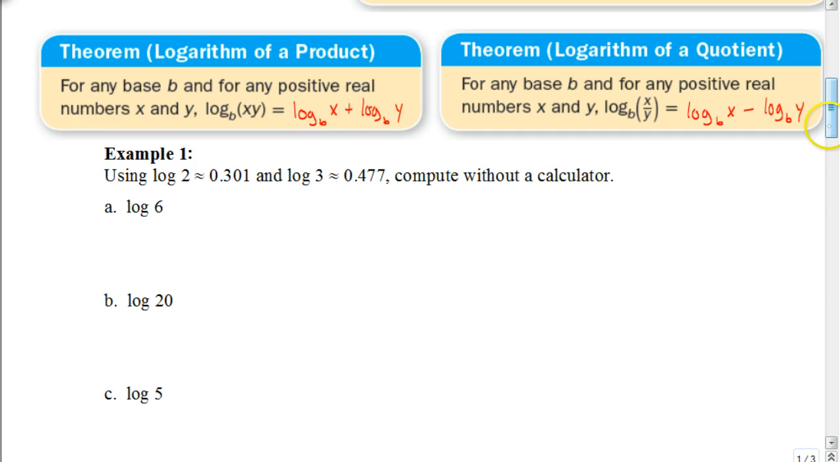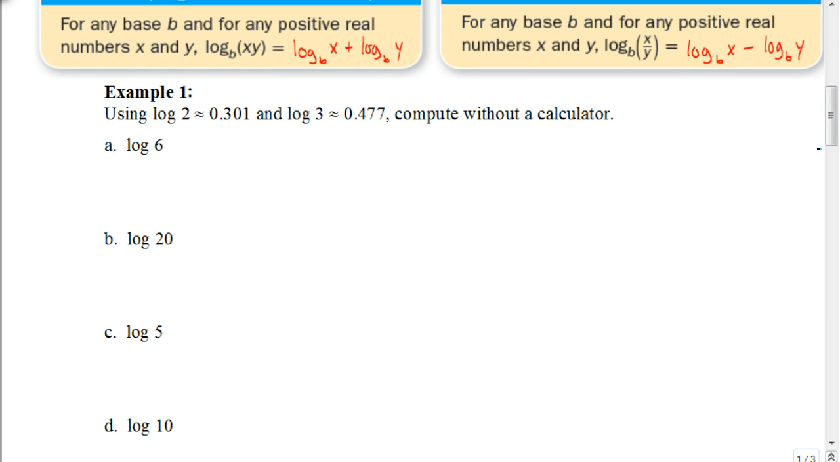Well, let's look at these first examples here. Now they tell us that the log of 2 is approximately 0.301, and the log of 3 is approximately 0.477. We're going to figure out what these answers would be without using a calculator. So for example, I want to figure out what the log of 6 is. Well, you might say, well, I have no clue. Well, what you got to do is you got to figure out, well, how can I use 2 and 3 to get 6? So think about that for a second. How can I use 2 and 3 to get 6?